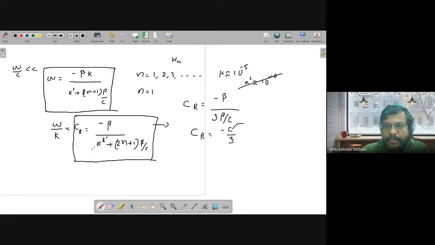So what is this c? Don't confuse, it is the square root of gh of the system. Square root of gh is the speed of the system, where g is the acceleration due to gravity, h is the thickness of the fluid. So this clearly tells us that for the n equal to 1 mode, this wave is definitely going in the westward direction with a speed one third of the speed of the system.